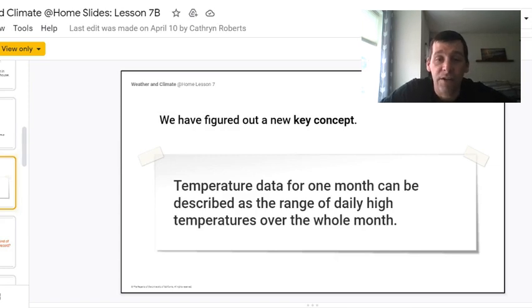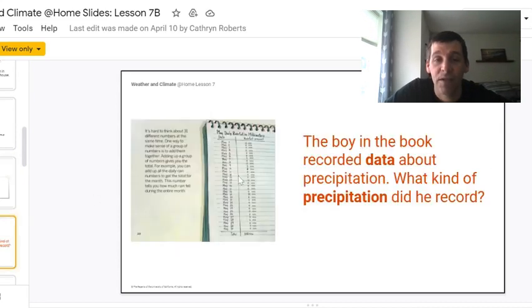So, and we figured out a new concept. Temperature data for 1 month can be described as that range of daily high temperatures over the whole month, all right? So looking at the whole month, where's the high and the low, right? And the boy in the book recorded data about precipitation. What kind of precipitation did he record?